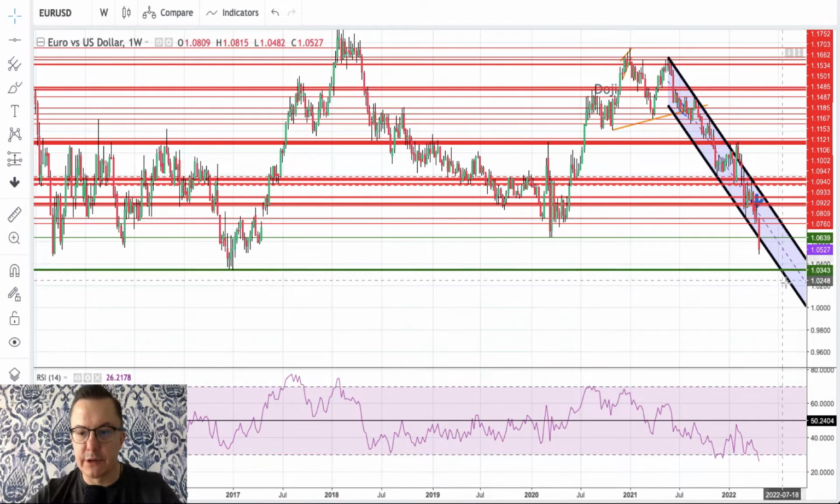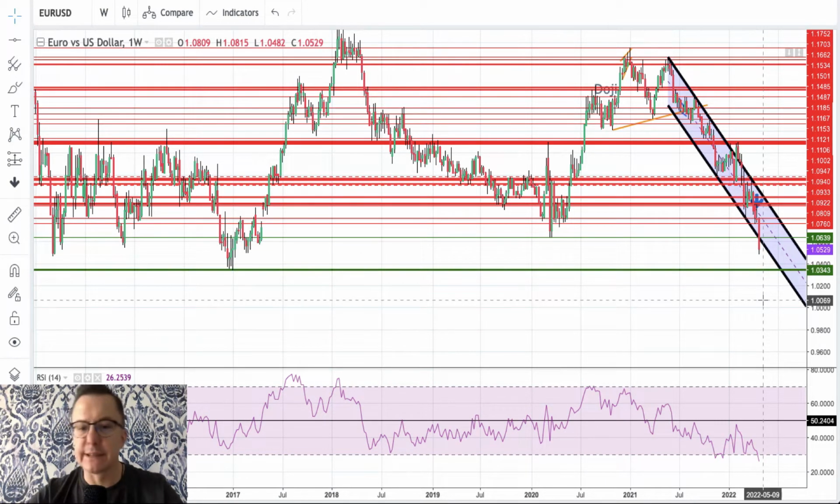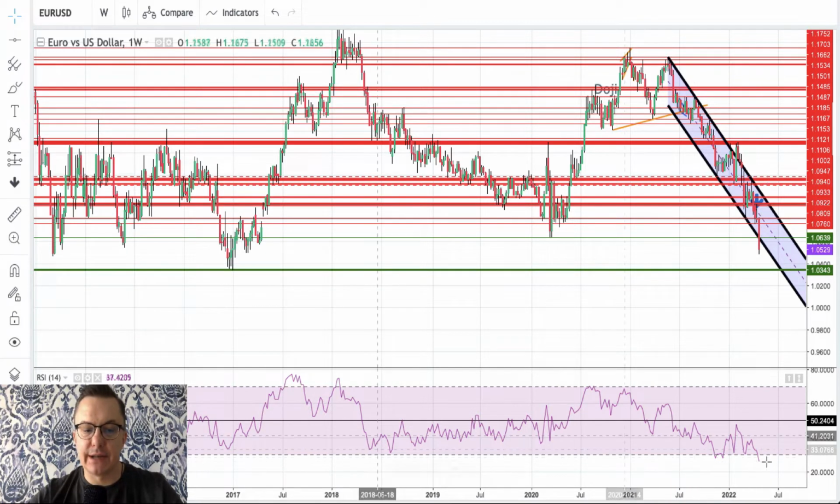Right now we are trading around 1.05, and we are 170 pips away from the technical support. Momentum has hit the extremely oversold levels. This kind of a levels has not been seen since 2015. Once in 7 years we broke below this level of 30 on a weekly time frame chart.